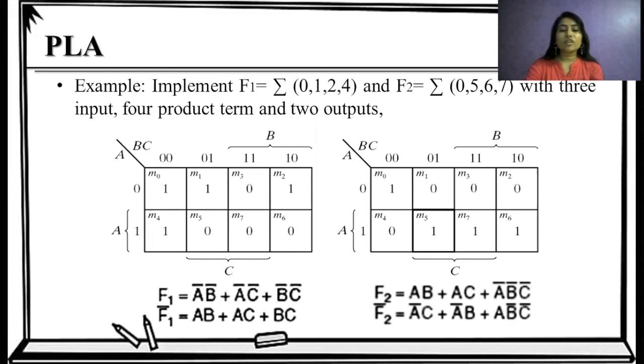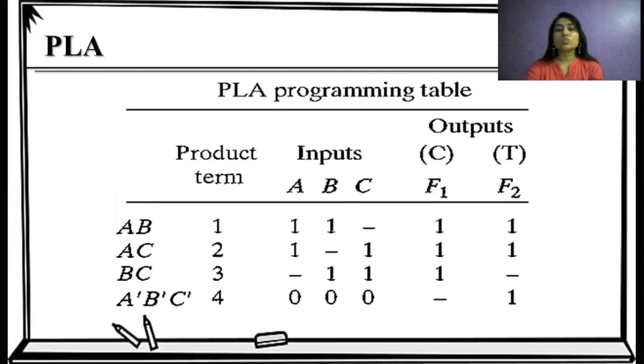Here in F1 we have AB, AC and BC terms. In F2 we have AB, AC, A dash, B dash, C dash. So using this we can make a table. Now here this F1 is in a complemented form. So here we write this F1 as C and this F2 as T.